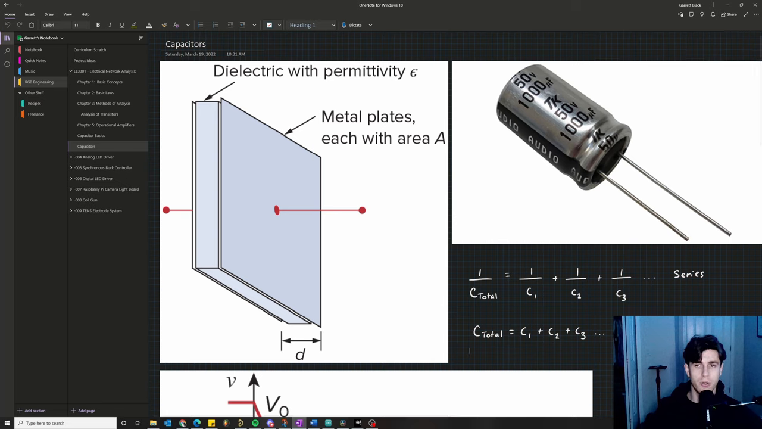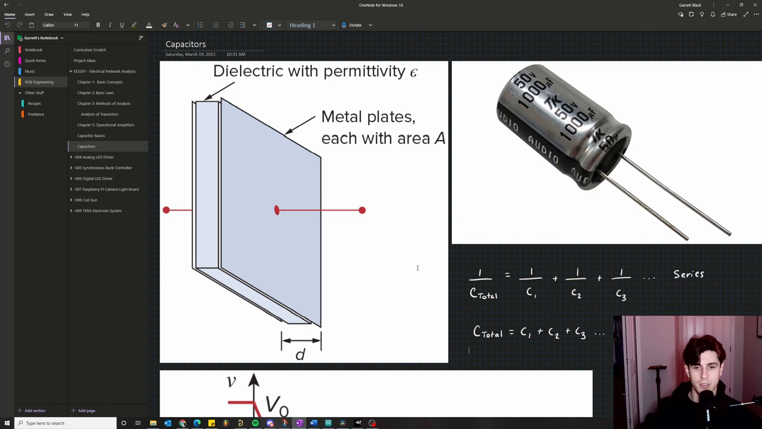I will try to include as many real-world examples as I can because I think it's important to show how the knowledge that we are learning right now is applicable to real-life scenarios. There's going to be some information not included in this video series, but this is definitely going to be enough to get you started with using capacitors in your own designs.